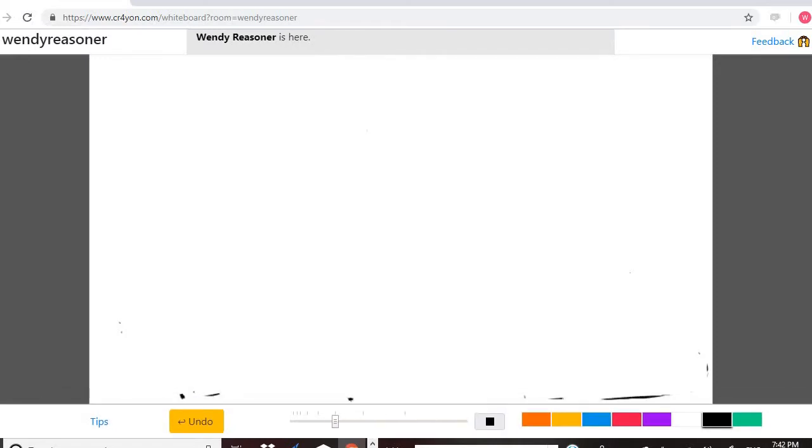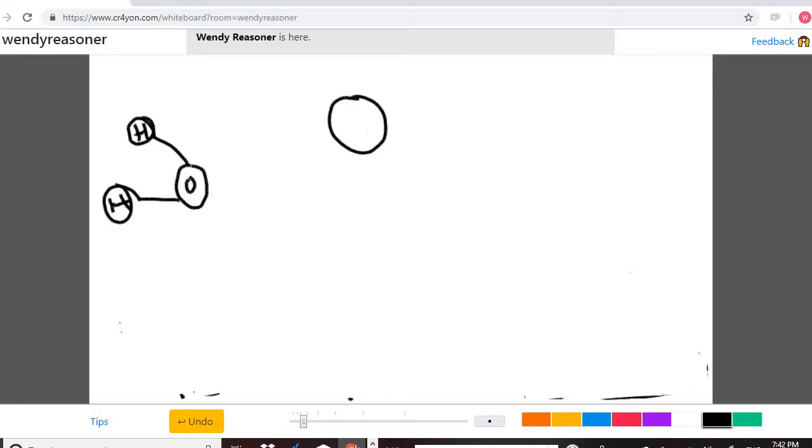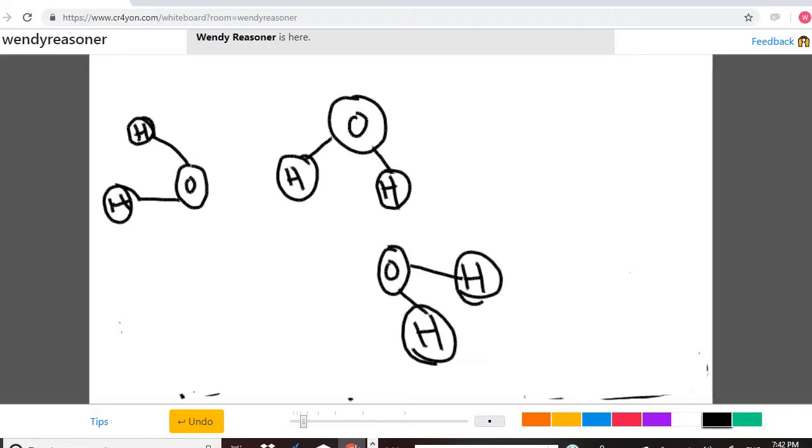So if we have water molecules that exist, so let's say we have an oxygen here and hydrogens here. So this is an oxygen, these are hydrogens. I'm kind of crooked, but okay, and I have another oxygen here and 2 hydrogens here, another water molecule. Oxygen, hydrogens over here. And we have another oxygen and two hydrogens over here.